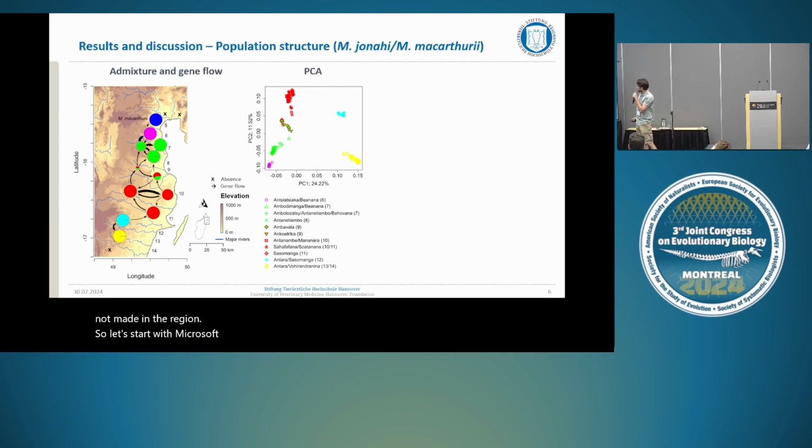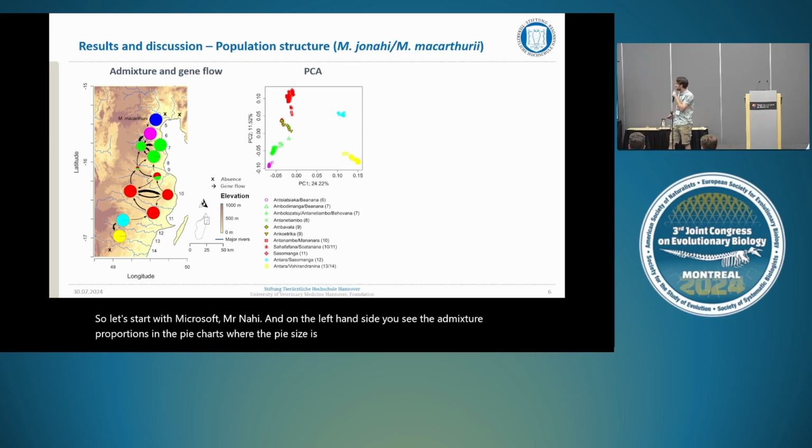On the left-hand side, you see the admixture proportions in the pie charts, where the pie size is proportional to sample size. The arrows indicate rates of gene flow inferred under a coalescent model, and the crosses are absence records. And please note that we included its sister species, Microcebus mercaturi, here, because the species status was not very clear beforehand. But the results are congruent if we exclude this species.